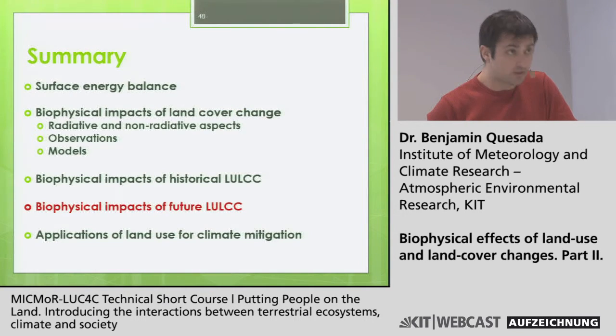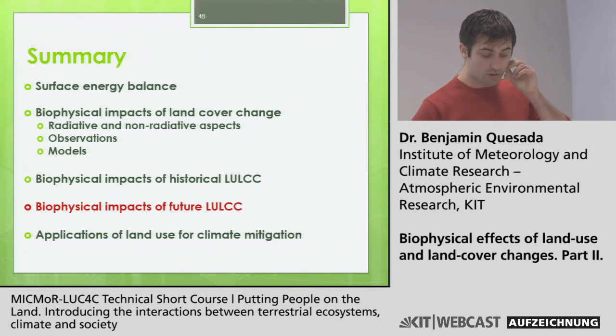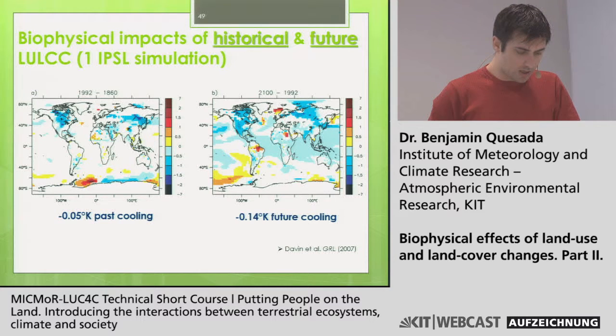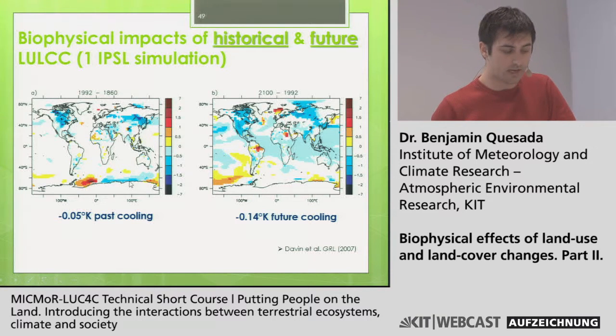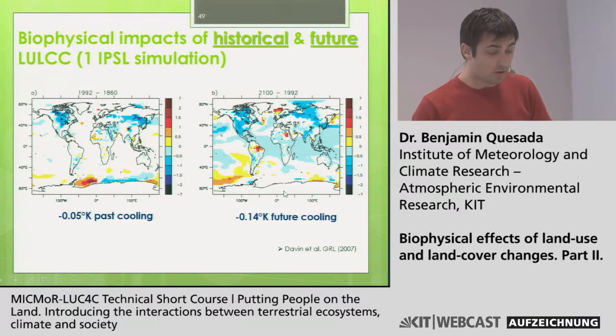Let's see now what are the biophysical impacts of future land use and land cover changes. Davin et al. in Journal 2007 made one IPSL simulation to see the impact of historical, on the left part, historical land use and land cover change on temperature and on the future. What we see is that we still have this past cooling effect of land use, and it seems to be a little increased, especially over North America and Russia, with this strong warming due to the scenario of tropical Amazon deforestation. So still a cooling, but that's one model.